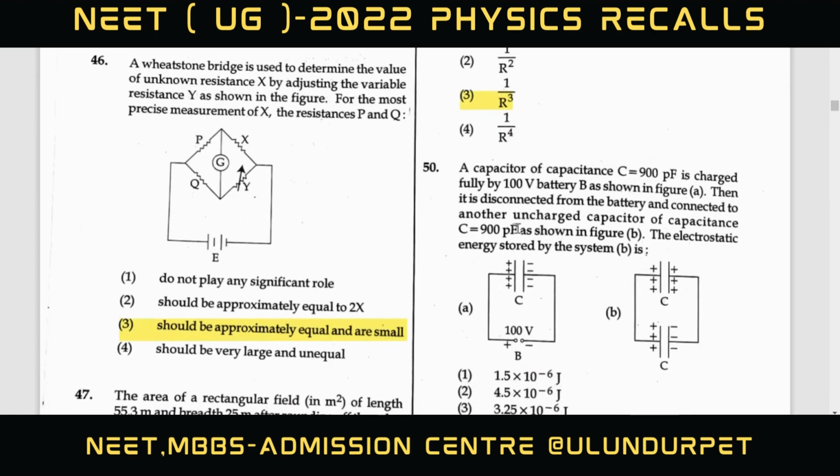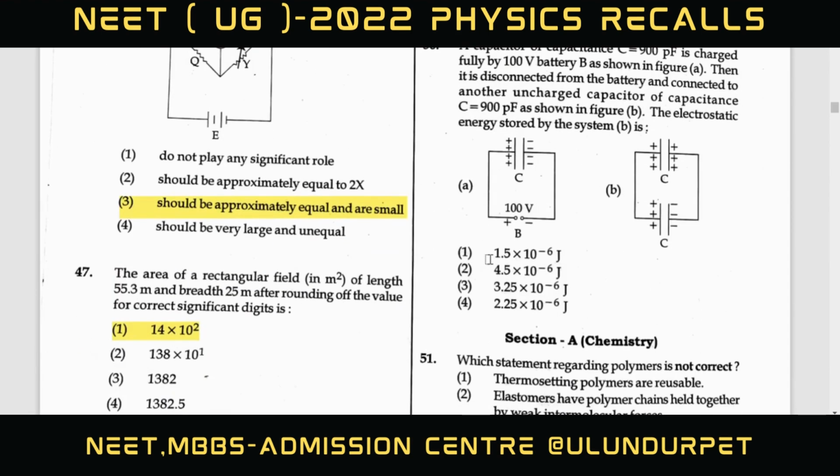50. A capacitor of capacitance C = 90 pF is charged fully by a 100 volt battery B as shown in figure A. Then it is disconnected from the battery and connected to another uncharged capacitor of capacitance C = 900 pF as shown in figure B. The electrostatic energy stored by the system B is? The answer is option 4.